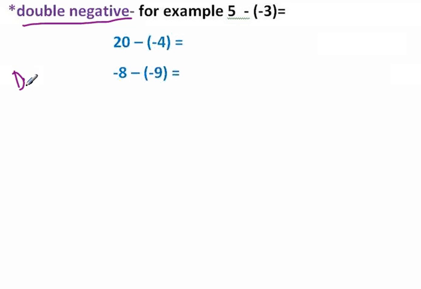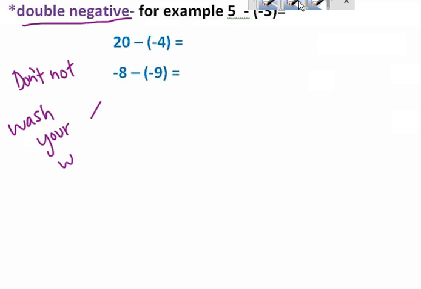So if I said, don't not wash your hands, what I'm asking you to do is to wash your hands. It's weird because the 2 negative words, don't and not, turn into a positive command. I want you to wash your hands. So if I just said, don't wash your hands, then I don't want you to wash your hands. But with that not that goes in there, these 2 things become a positive, and what I'm actually asking you to do is wash your hands.